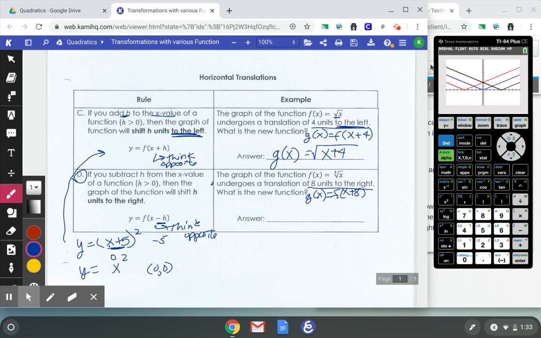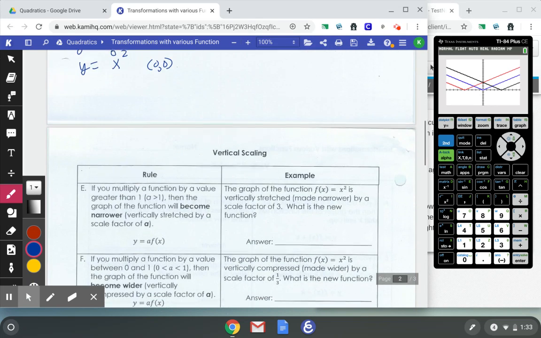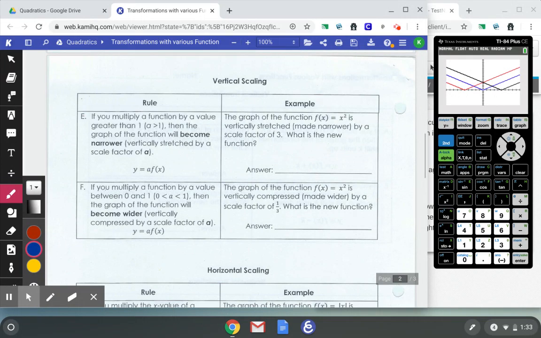All right, so my new function, I could say g of x, and since it's the cube root of x, I'm going to plug in x plus 8. So that's going horizontally. Horizontally, you are adjusting the actual input value, the x value. You are adding or subtracting to it depending on which direction you want your graph to shift.